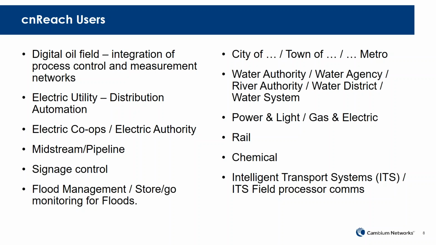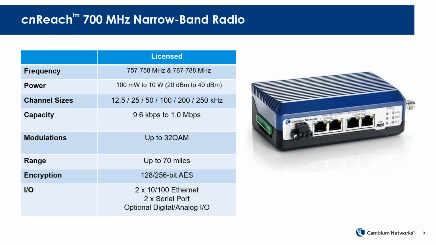Flood management, being able to monitor levels in floodplains and understanding where the water is going for stormwater management and flood management. We're seeing some applications like that in, for example, Colombia. A number of city municipalities that own their own water utilities or electric utilities or natural gas utilities can use cnReach. And then, as I mentioned before, some of the rail and intelligent transportation systems.